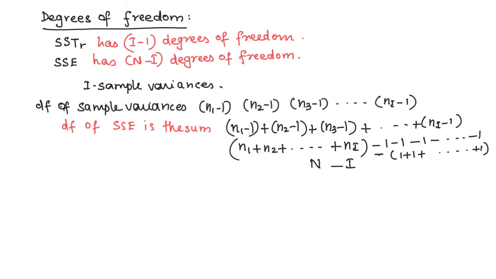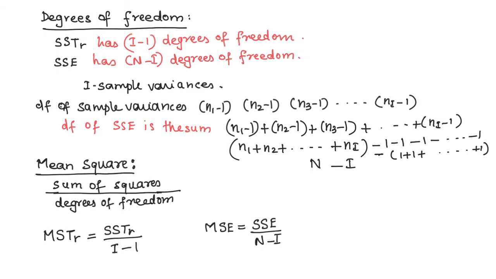When a sum of squares is divided by its degrees of freedom, the quantity obtained is called a mean square. When the treatment sum of squares is divided by its degrees of freedom, that means this one divided by I minus 1, that is known as the treatment mean square. That is denoted by MSTR.